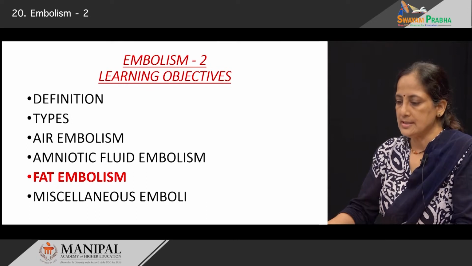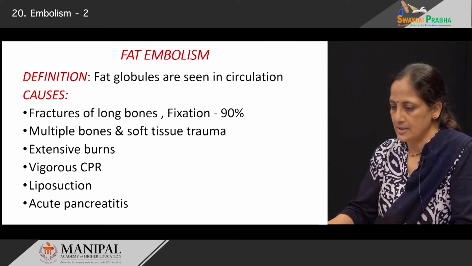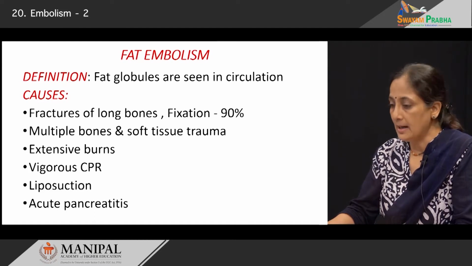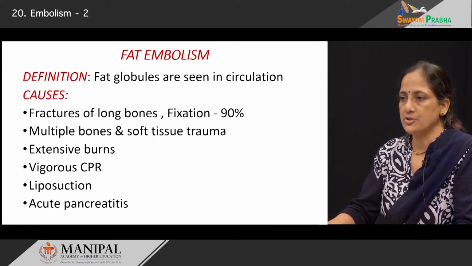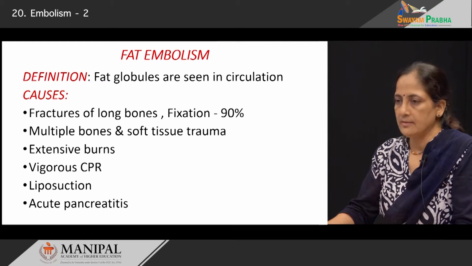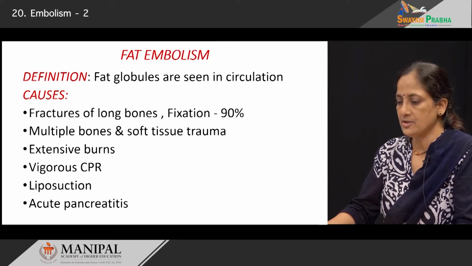The next type of embolus is the fat embolus. Here, fat globules are introduced into the circulation. Usually they are seen after fracture of long bones, multiple fractures, extensive soft tissue trauma, and with intramedullary nailing to repair fractures. These account for about 90% of the patients with fat emboli. The other causes include extensive burns, vigorous cardiopulmonary resuscitation, which can cause rib fractures and sternal fractures and precipitate fat emboli, liposuction, and acute pancreatitis.